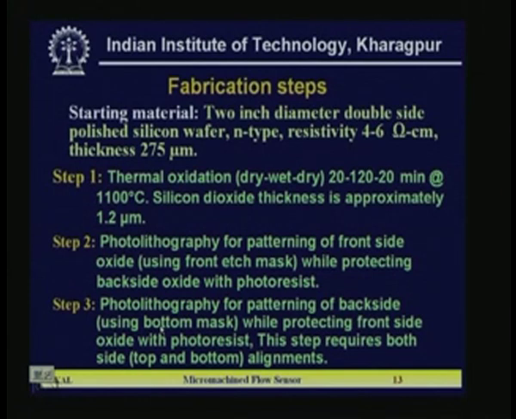Next is the third step, and in the third step we do photolithography, which patterns the backside oxide while protecting the front side oxide with photoresist. This step requires both side, top and bottom, alignment. So here, backside patterning means you are defining the etch area where you are going to make the membrane, okay, as well as the periphery boundary. That means you can see the periphery boundary of the sensor, in both step 2 and step 3 you have opened those places.